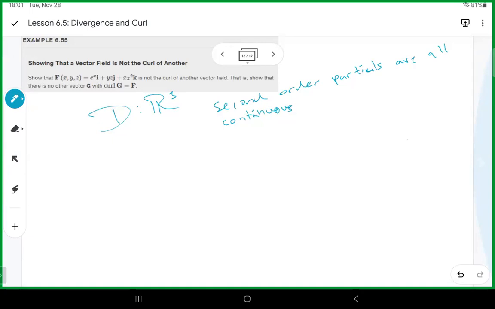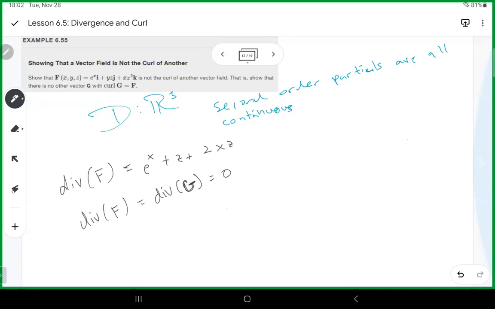All right, so the divergence, how did they do it that way? So then that would be e to x plus z plus 2xz. If F were the curl of vector field G, then we would see that the divergence of F would be 0, but the divergence of F is not 0.